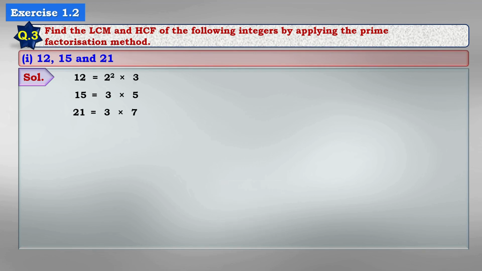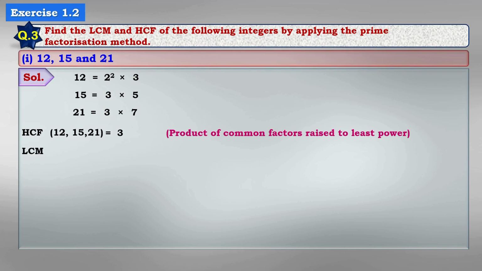Now HCF will be the common factors between these three numbers. If we take a look, there is 3 only common. So HCF will be 3 over here. And for LCM, we have to find all the factors with the highest powers. So 3, since 3 is common, we will consider only one time. Then 2 to the power 2, and 7 and 5. So which is coming 420.